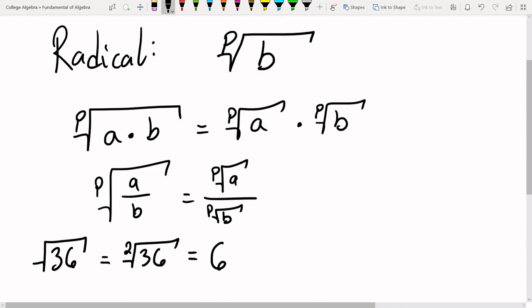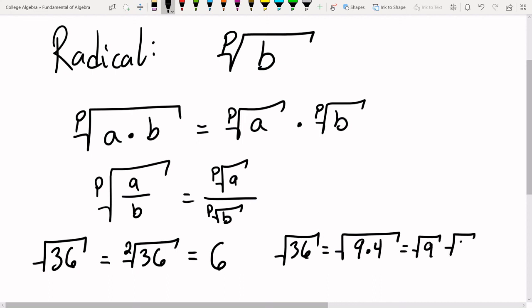Now we can think of this a different way using the properties above. 36 is the same thing as 9 times 4. And 9 times 4, we can break up the radical over the two parts using that first rule there. The square root of 9 is what times what equals 9. It's going to be 3 times 3. And the square root of 4 is 2. 3 times 2 is 6. And of course, we get the same answer for both problems.